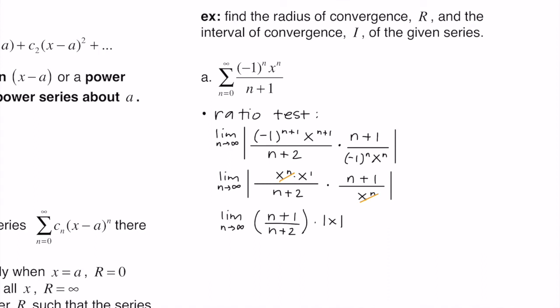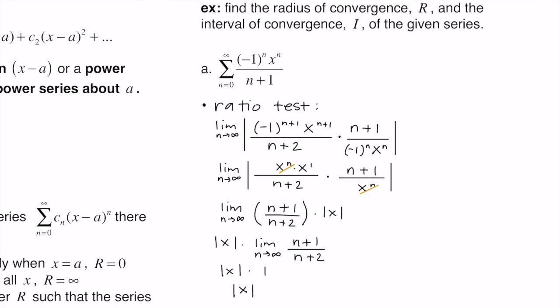The next thing I want to do is this limit is with respect to n. So we can think of this x over here like a constant, and we can move it to the front of the limit. Now we can evaluate this infinite limit because it's a rational function and the degree in the numerator is equal to the degree in the denominator. This limit equals the ratio of their leading coefficients. The leading coefficients on top and bottom are both 1. So this limit is equal to 1 over 1, or just 1. And so now we just have the absolute value of x times 1, which is just the absolute value of x.